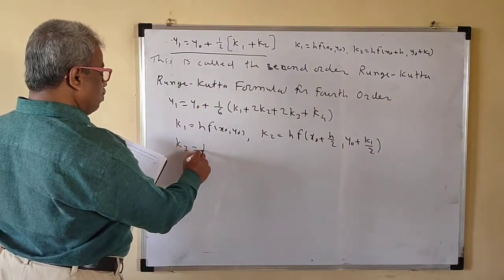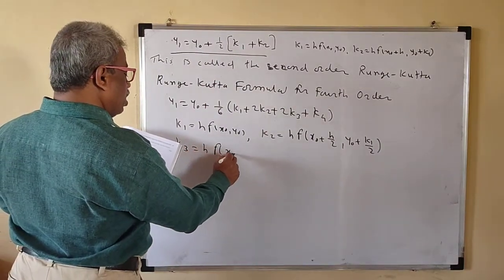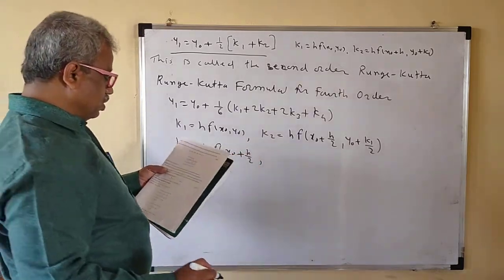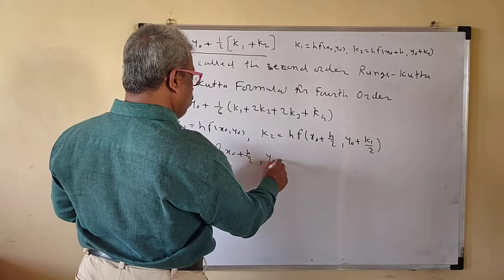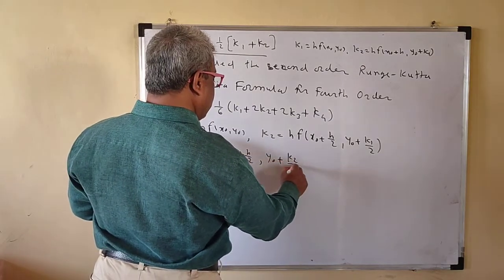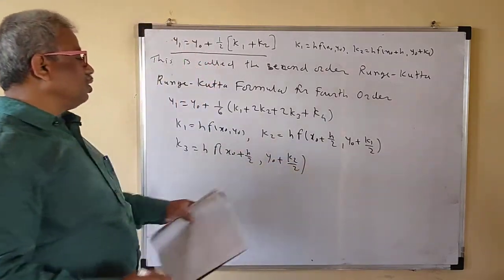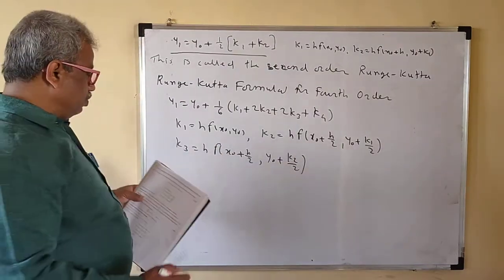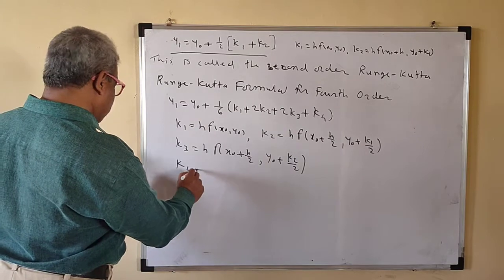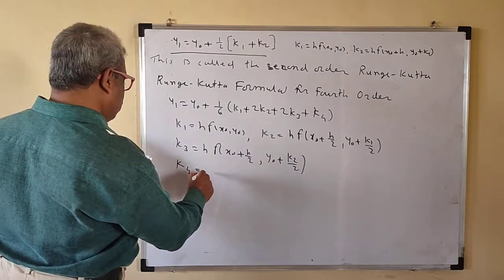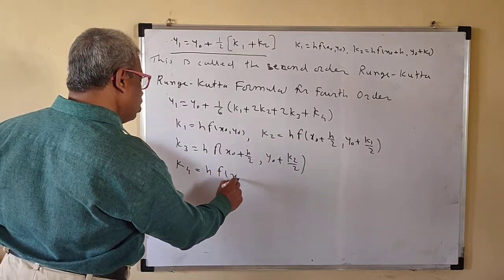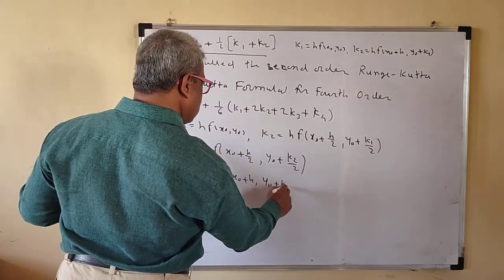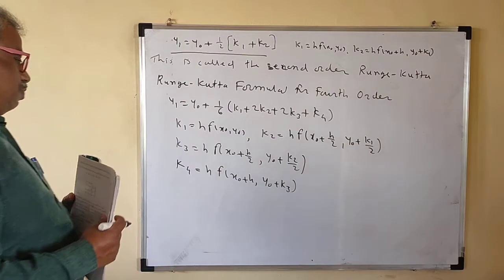Now your k3 is equal to h f of (x0 plus h by 2, y0 plus k2 by 2). If you don't get k2, you will not get k3. Now k4 is equal to h f of (x0 plus h, y0 plus k3).